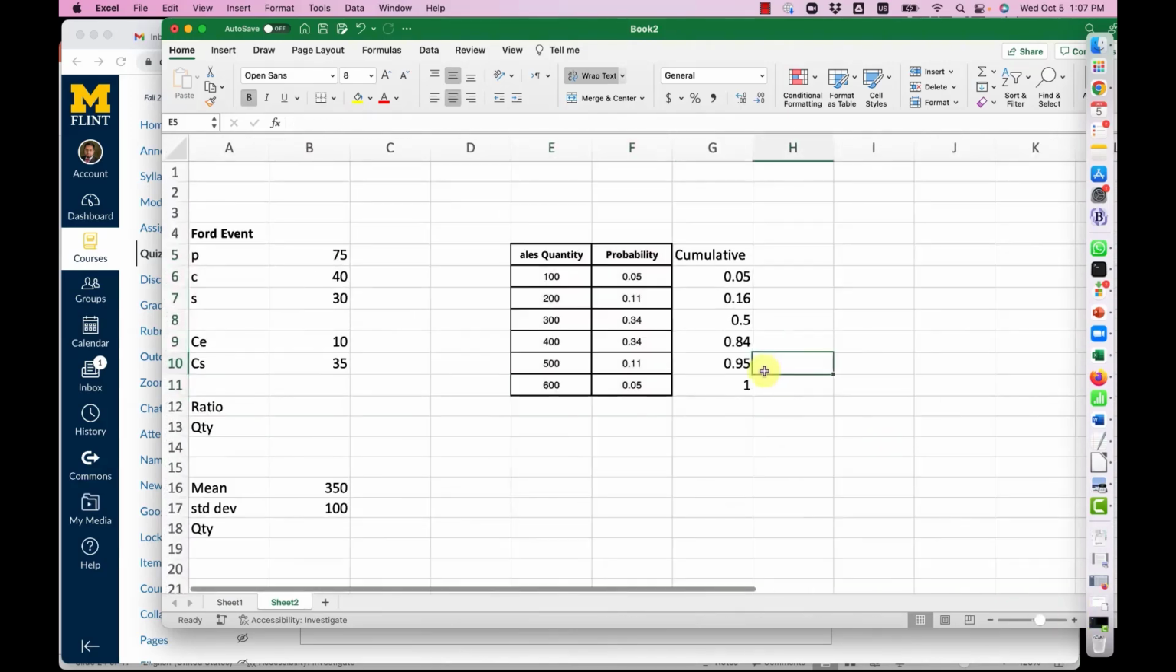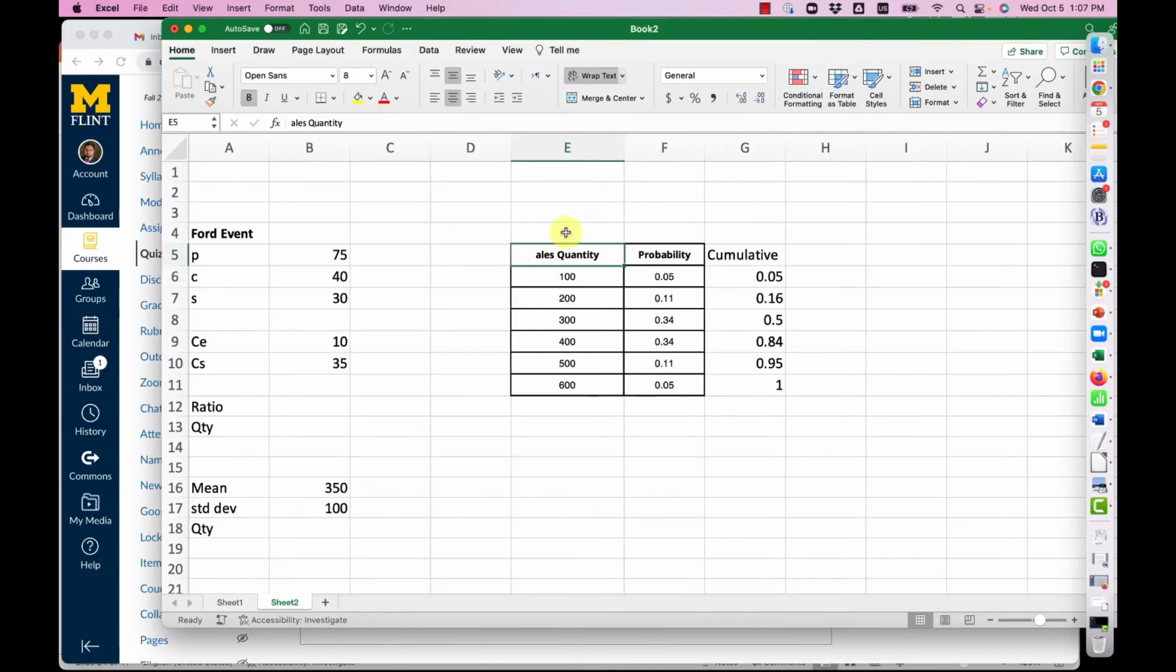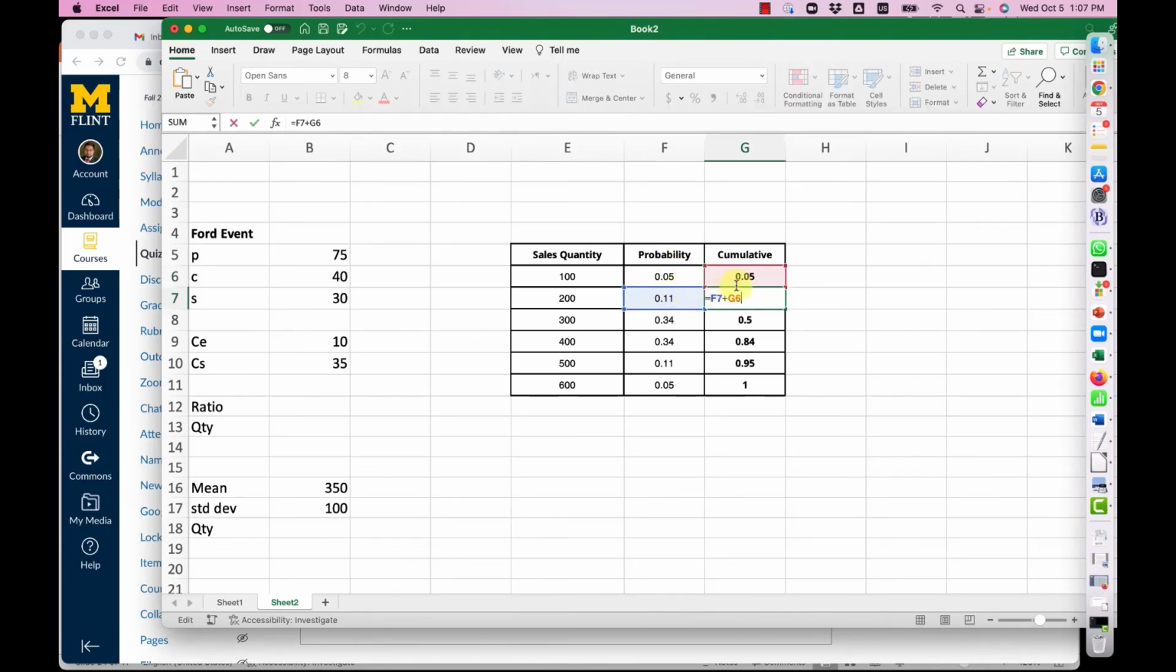So what I did is I know that the probability of 100 is 0.05. So what is the probability I'm going to be less than or equal to 100? That's simply 0.05. Okay. What is the probability I'm going to be less than or equal to 200? Well, that's the probability I can be 200 or lower. So that's these two probabilities added together. So if you add those two probabilities, you get 0.11 plus 0.05 or 0.16. Similarly, you can just drag the formula down. 0.34 plus 0.16 gives you 0.5. The probability that demand can be 300 or less is equal to 0.5. That's a cumulative probability, and it goes up all the way to 1.